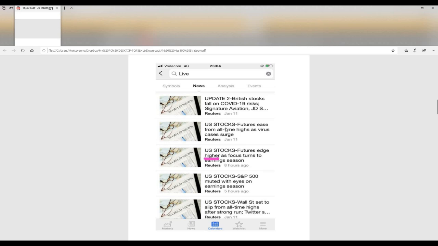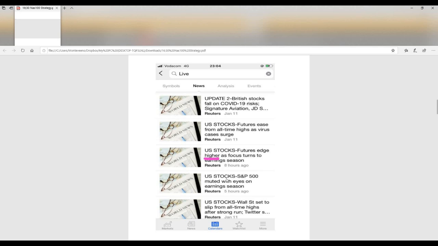If you look at the first one, it says "Futures ease from all-time highs as virus cases surge." Futures ease means price is easily going to the all-time highs, but the cases are still there, which means coronavirus for most of you. "US stocks futures edge higher as focus turns to earnings season." So it's telling you that it's going to go higher, so you need to take a buy signal. You just need to look for the keywords such as higher, lower, slippage, and so forth.